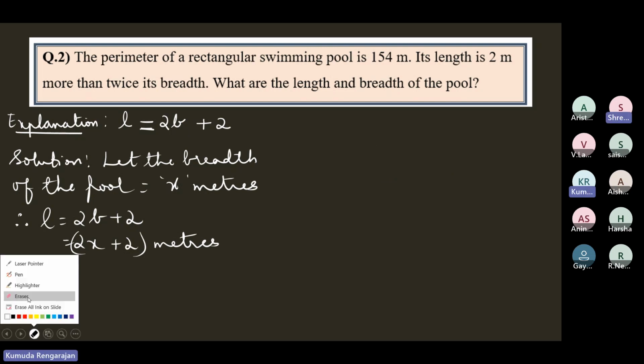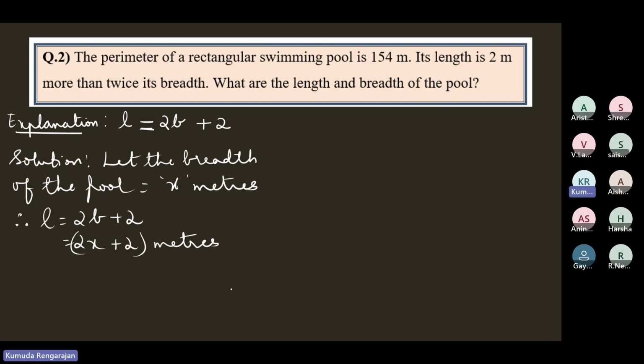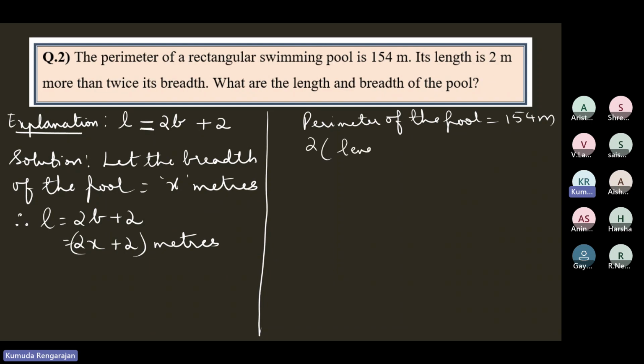Okay. So we are done with the assumption. Now we'll have to construct the equation. We are given that the perimeter of the pool is 154 meters. So how do we find the perimeter? 2 into (L plus B), 2 into (length plus breadth). That's the formula. So 2 into (L plus B) is equal to 154. This is the formula to find the perimeter.